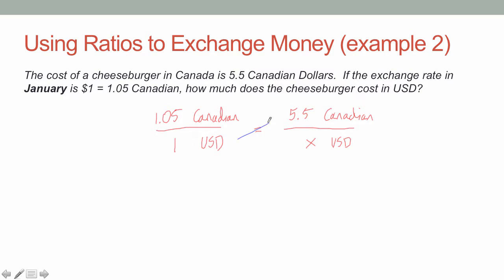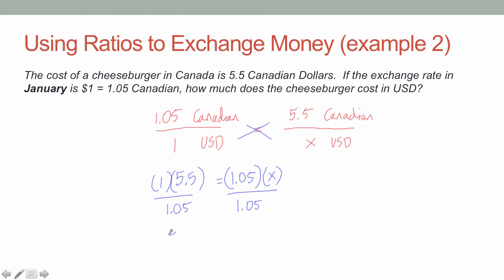Let's cross multiply to solve this out. 5.5 times 1 is equal to 1.05 times X. We divide both sides by 1.05 to solve it out. So that cost of a hamburger for me in US dollars is going to be 5.5 divided by 1.05.